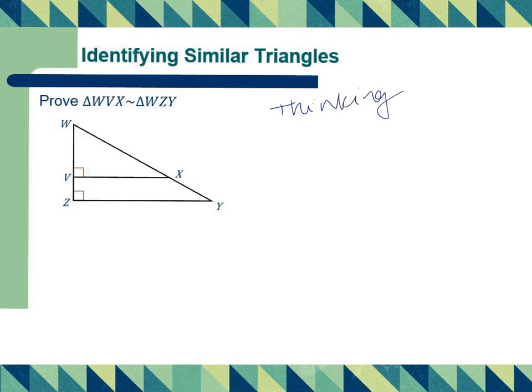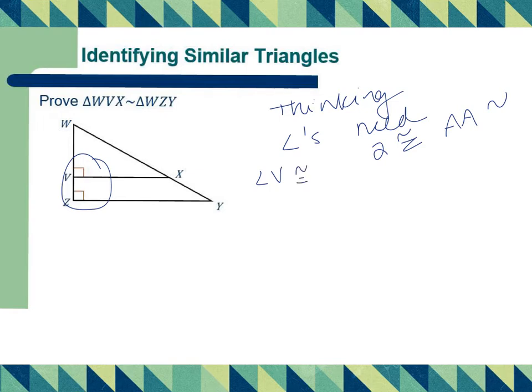I'm thinking that I don't have any labeled sides, so I'm just looking at angles. And I know that I need two congruent angles to use the angle-angle similarity. So if I look, I already have that angle V is congruent to angle Z. They're both 90 degrees. And I'm just kind of thinking ahead. That's given to me from the picture. I might write over here that it's given.